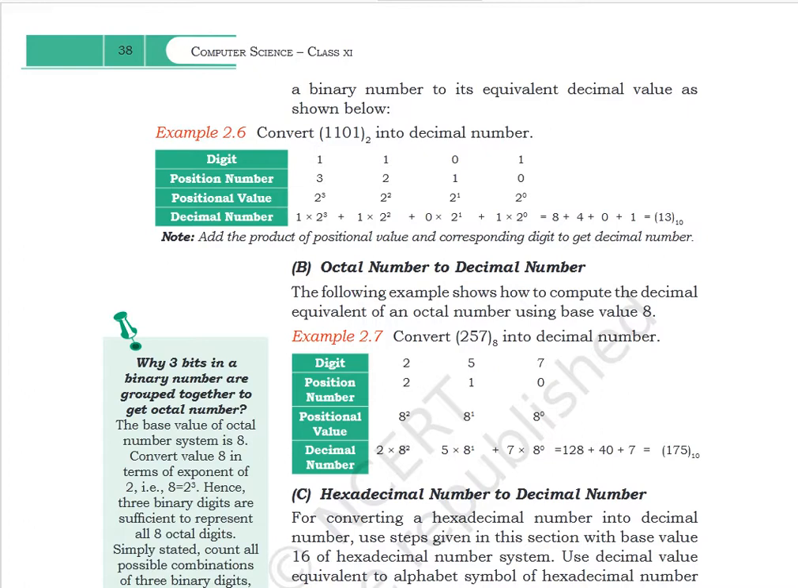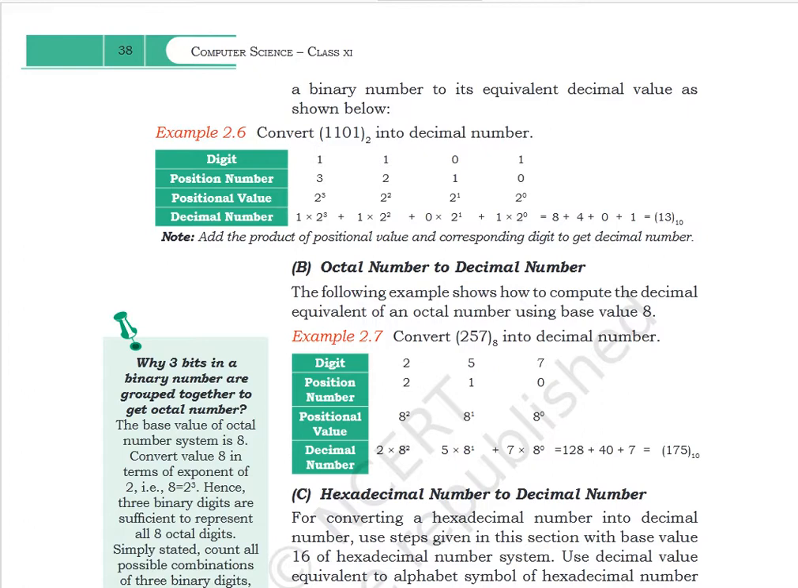Now the decimal number will be given like this: 1 into 2 to the power 3 plus 1 into 2 to the power 2, each digit of the given number into its positional value, and then we have to sum up all those things and we get 13. Here 1 into 2 to the power 3 means 8, 1 into 2 to the power 2 means 4, plus 0 into 2 to the power 1, 0 into 2 means 0, and 1 into 2 to the power 0. What is the value of 2 to the power 0? That is obviously 1, and 1 into 1 equals 1. After summing up all the values, we will get 13 to the base 10.